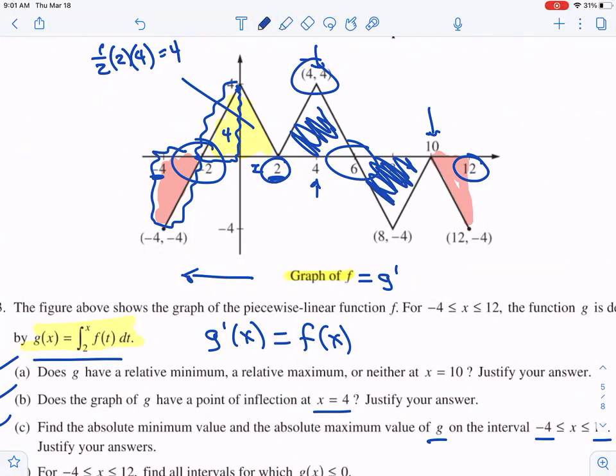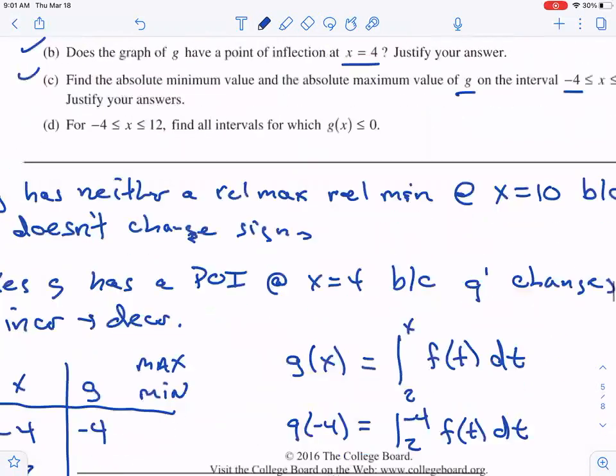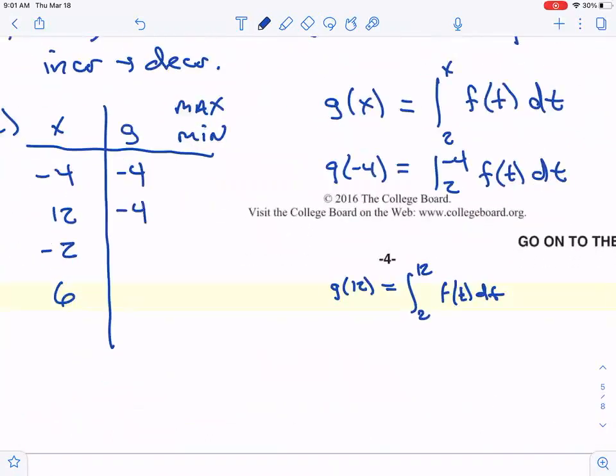So the area is 4, right? Now, do I treat that as +4 or -4? Remember this time, I'm integrating from which direction? From 2 to 12, so I'm going left to right. That triangle has an area of 4. I'm also going to call it -4 because it's below the x-axis. So that's -4 also. Okay?